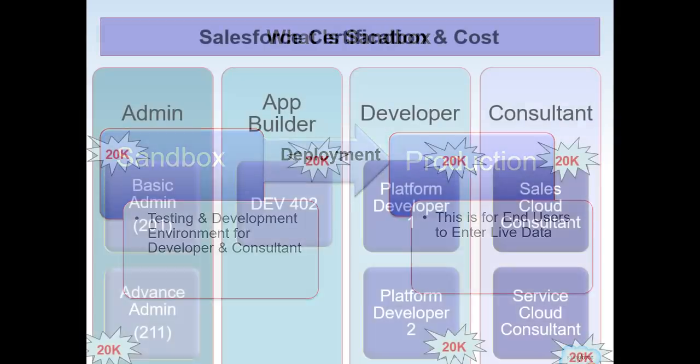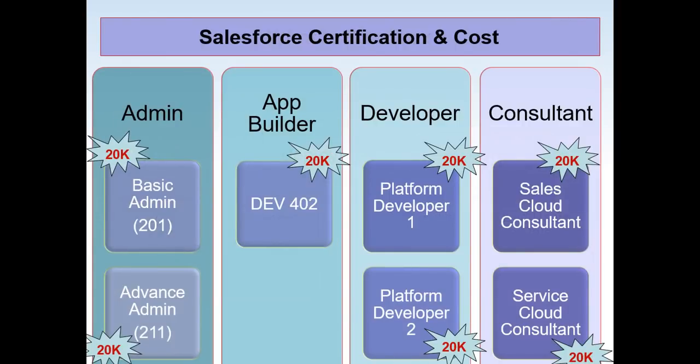So this is sandbox. Now let me explain to you the different kinds of certifications and cost available. Mainly there are 4 tracks under certification: admin, app builder, developer and consultant. These are the main 4 types of training. Under admin training you have 2 trainings: basic admin, advanced admin.